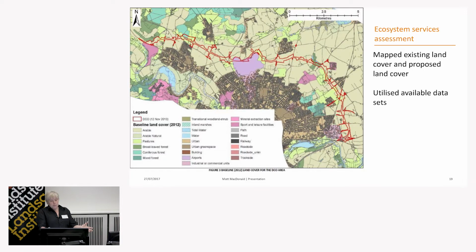We mapped the existing land use cover using available data sets that we had, and we had a lot of data. We'd been studying this site for nearly 8 years before we actually went for the planning application. And then, what are the changes as a result?